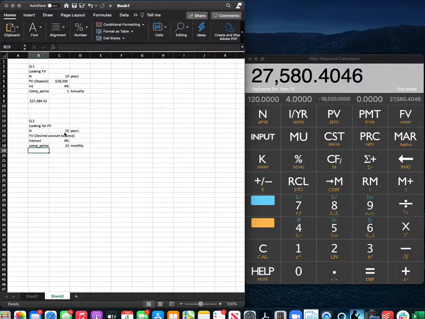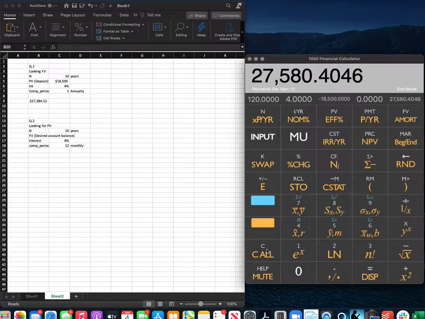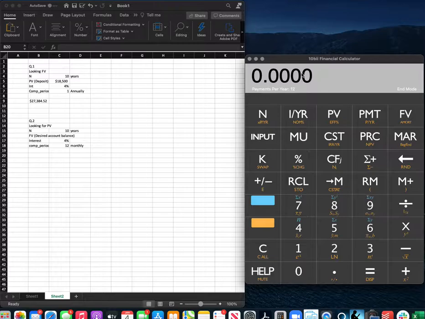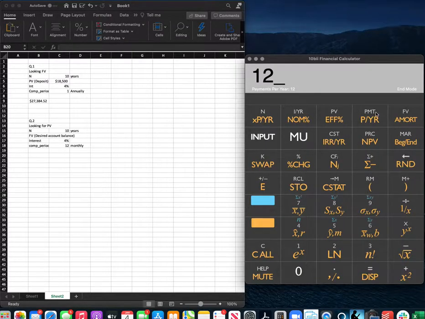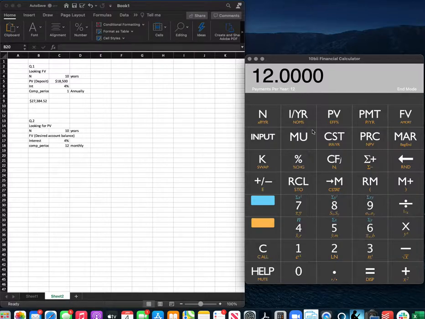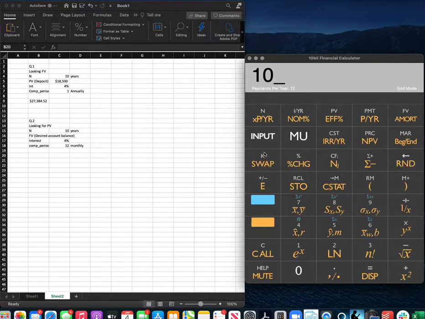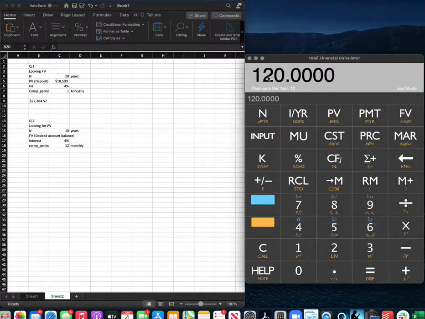Okay, and then what we're going to do is we'll come over to the calculator. Again, first step is clear out what's in your storage. We do have our 12 payments per year. We can see that. If you're uncertain on your calculator, just go ahead and hit 12 shift periods per year and reset it. That way you know for a fact. Then what we're going to do is 10 shift XPYR. That gets us to our 120 periods.